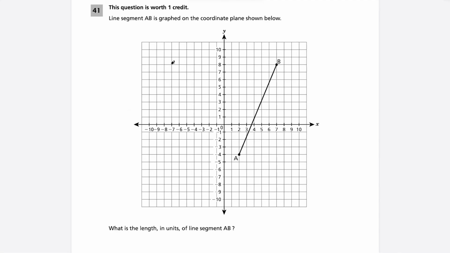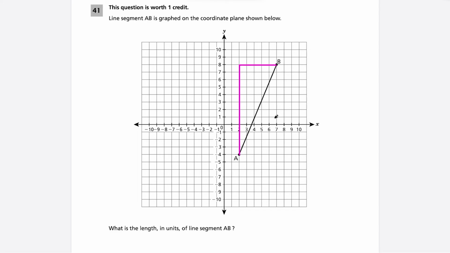Question 41, line segment AB is graphed on the coordinate plane shown below. And we want to know what is the length in units of line segment AB. So for a question like this, what we want to do is take this line segment and build a right triangle around it. So what I mean by that is I'm going to go from point A straight up, but I'm going to stop when I get to the same height of point B. And then I'm going to go from left to right here. I'm going to go across to get to point B like this.